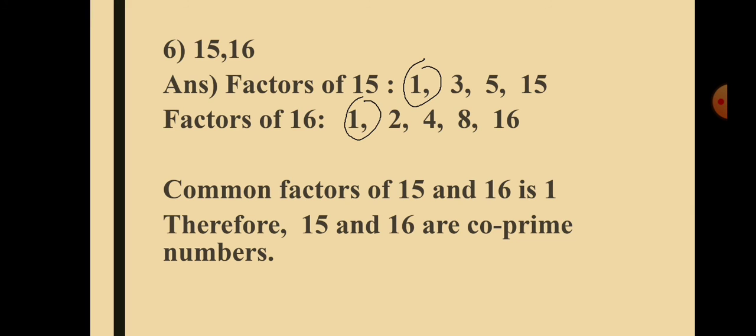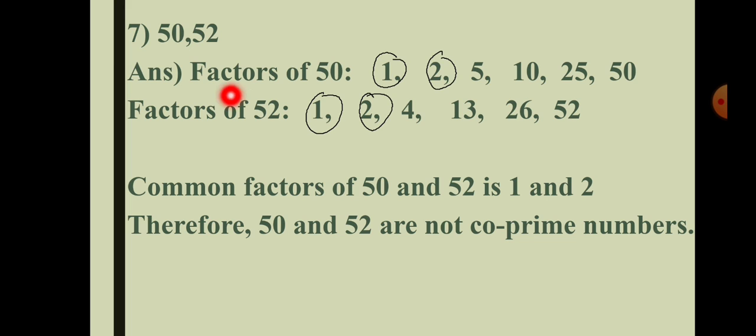Next is 15, 16. Now factors of 15 are 1, 3, 5, 15. Then factors of 16 are 1, 2, 4, 8, 16. Common factor between both the numbers is 1. As you can see, I have circled. So common factor of 15 and 16 is 1. Therefore 15 and 16 are co-prime numbers.